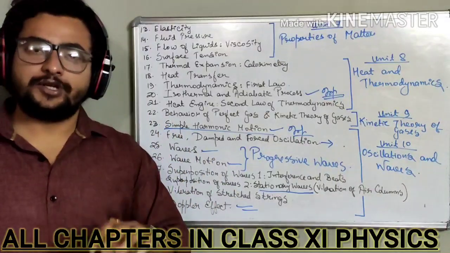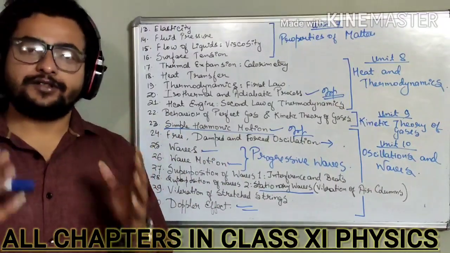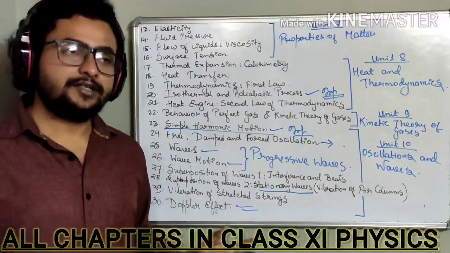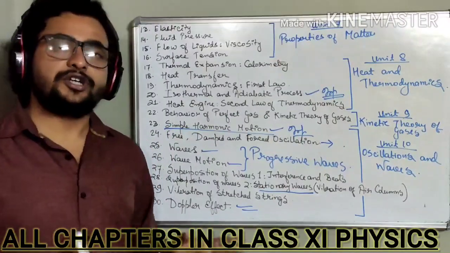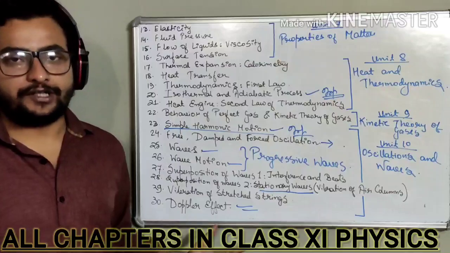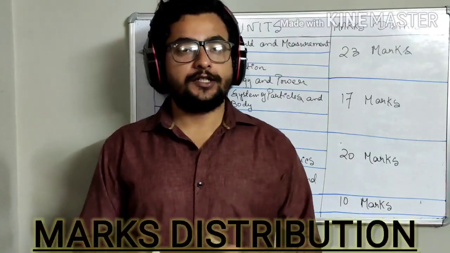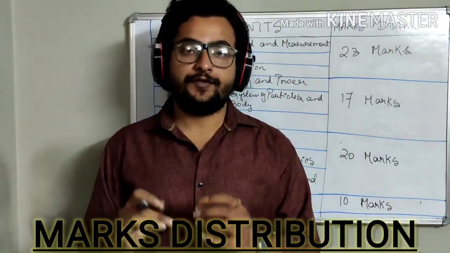This is a very small chapter. If you read it carefully and if the concept is clear, you can understand this chapter very clearly. It will not be a problem for you. Most of the questions are based on numericals from this Doppler effect. So that was the end of all the chapters that you have in class 11 in physics.